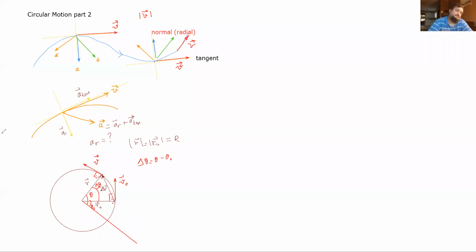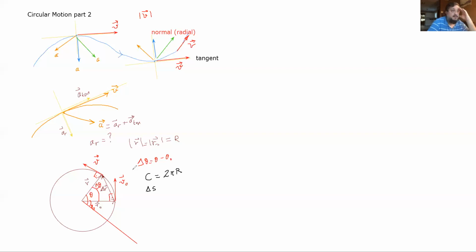Okay, so what else do we know about a circle? Well, we know the circumference of a circle, right? 2 pi r. Everybody knows that, right? C equals 2 pi r, total length along the circle. But the object moves only from here to there in this time frame, an arc length. Let's give it a name. Let's call it delta S.